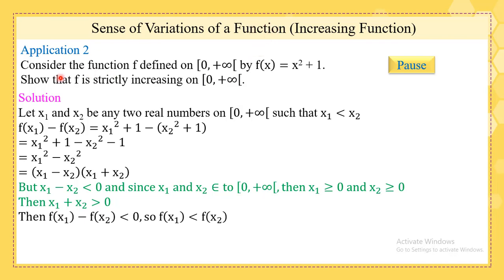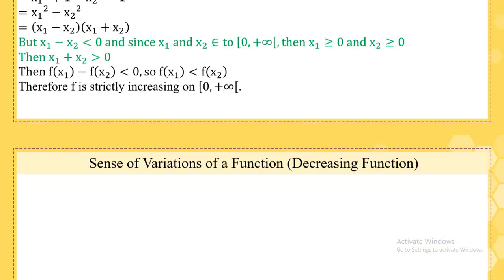Here, as you see, the domain of definition is 0 plus infinity. So in the first statement, we have let x1 and x2 be any two real numbers on 0 plus infinity such that x1 is less than x2. We have calculated f of x1 minus f of x2 and studied its sign to conclude that it's negative. So the function is increasing on 0 plus infinity.